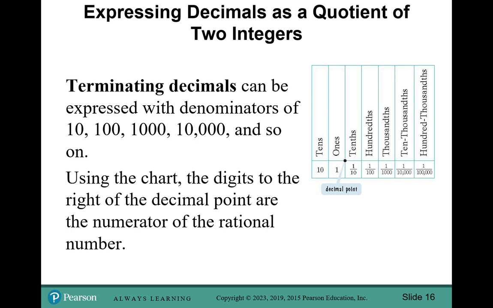Using the chart, the digits to the right of the decimal point are the numerator of the rational number. So we have the tens place, the ones place, and then we have a decimal point here. And then we go to the tenths, hundredths, thousandths, 10,000ths, 100,000ths, and we can continue on if we would like.